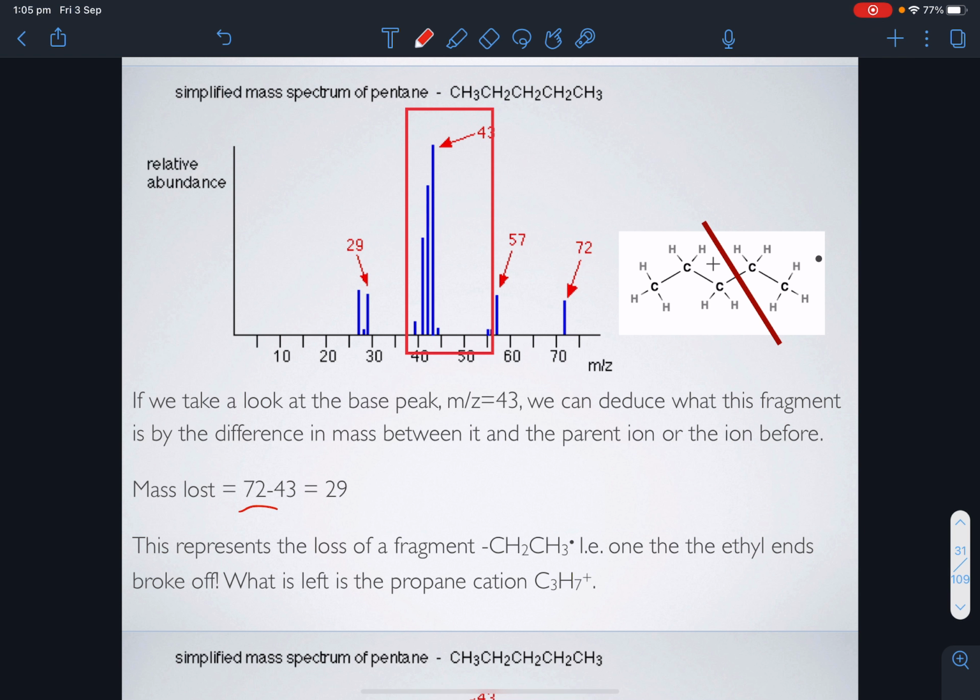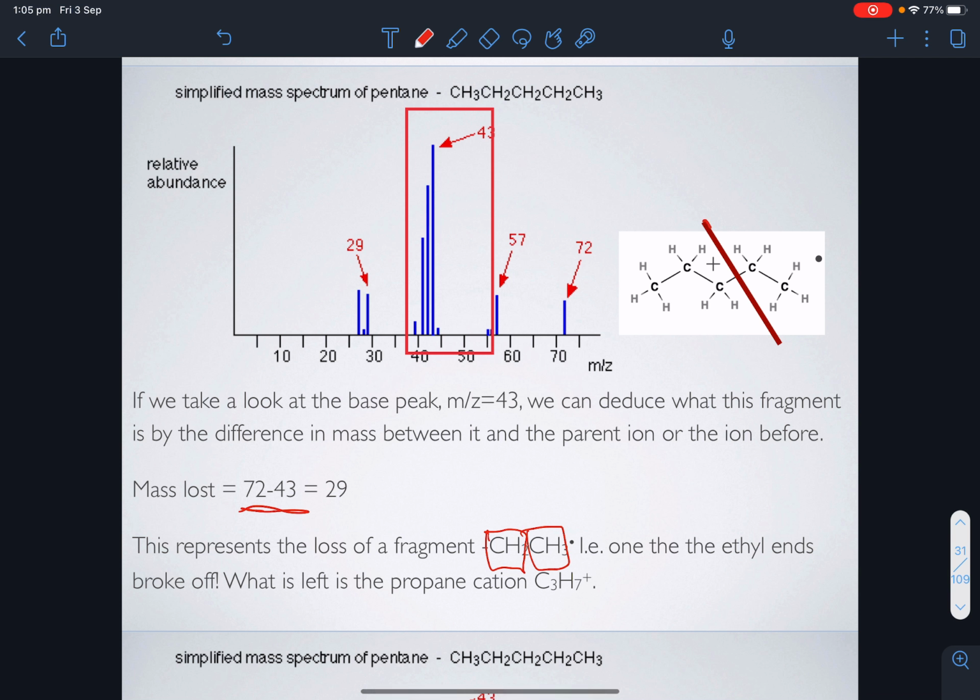So 72 minus 43, or the start to 43, is a loss of 29 mass units. And that is a loss of 15 plus 14, okay? Now, a good hint with organic molecules, a loss of 15 is usually a CH3. Once the CH3 is gone, though, the things that come after that, if it's a carbon chain, is a CH2, or a 14. So a 29 loss is often a CH2, CH3 loss, okay?